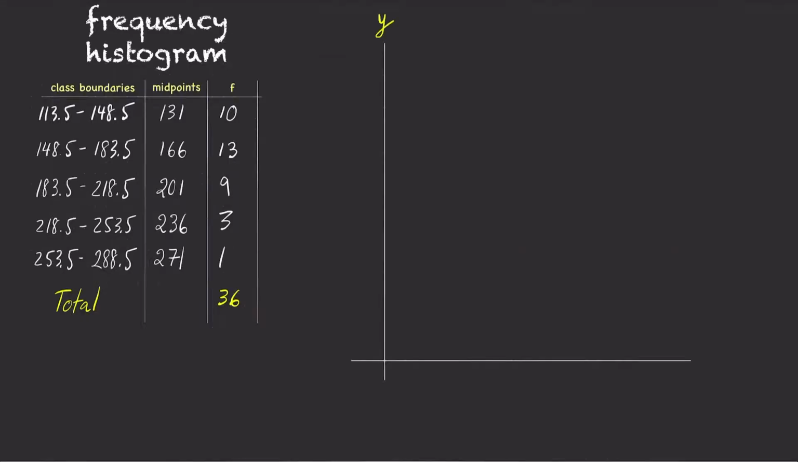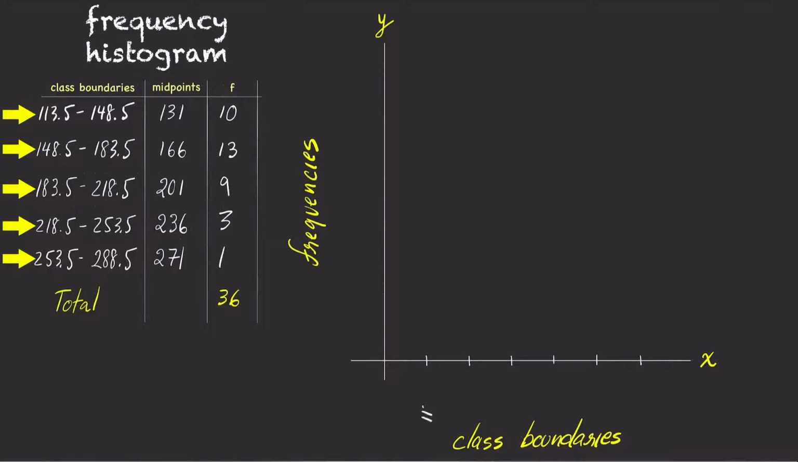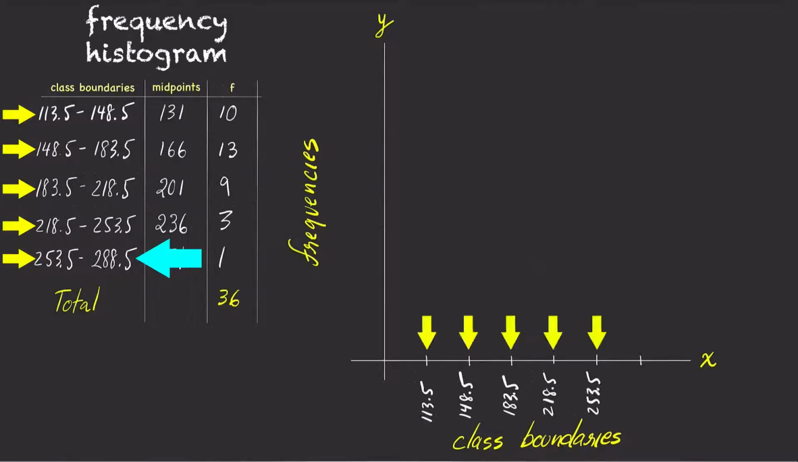To construct a frequency histogram, draw a graph. Class boundaries will be labeled on the x-axis, and frequencies will be labeled on the y-axis. Looking at the class boundaries, we can see that there are 5 lower class boundaries plus 1 upper class boundary at the end. So we will use 6 marks to mark the x-axis to label the 5 lower class boundaries plus 1 upper class boundary at the end.